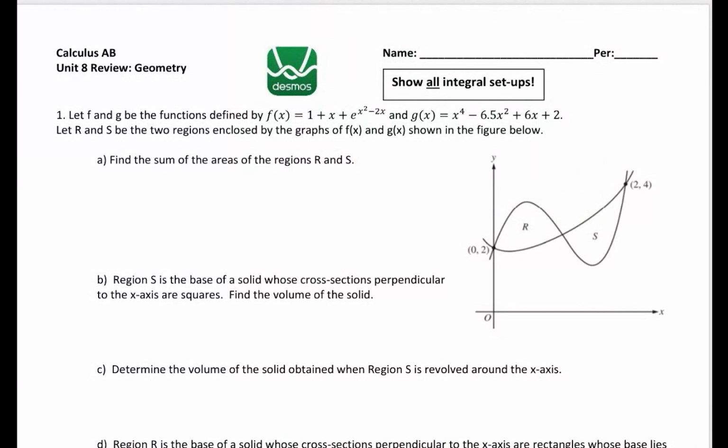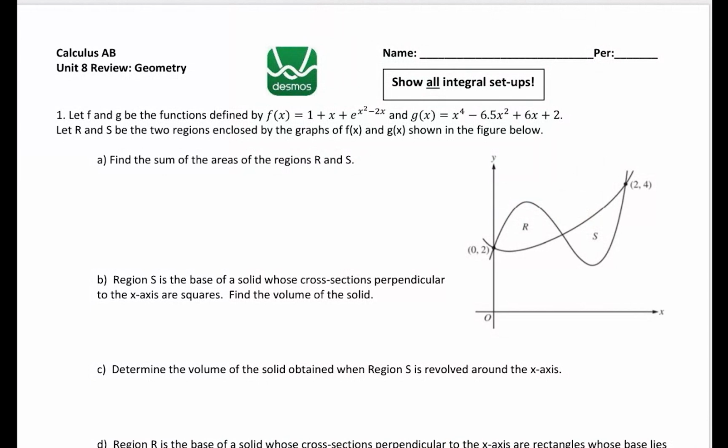Specifically, we're going to be finding the area between two curves. We'll be finding volumes of solids generated by revolving regions around both the x-axis and other horizontal lines. And we're going to find the volume of objects formed by taking a region and using it as the base of a solid that has a given cross-section. So this unit was a little shorter than some of the other units, but it's still pretty packed with different kinds of problems here. So without further ado, let's go ahead and get started with number 1.